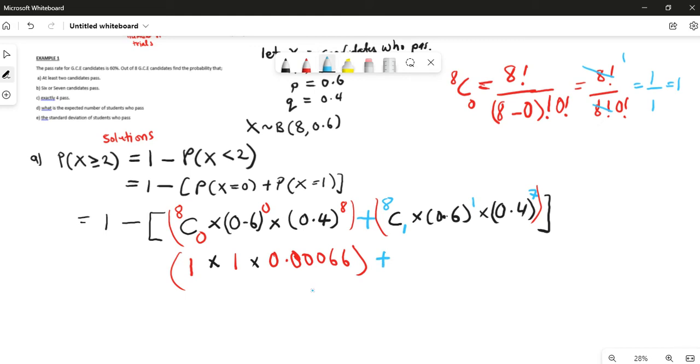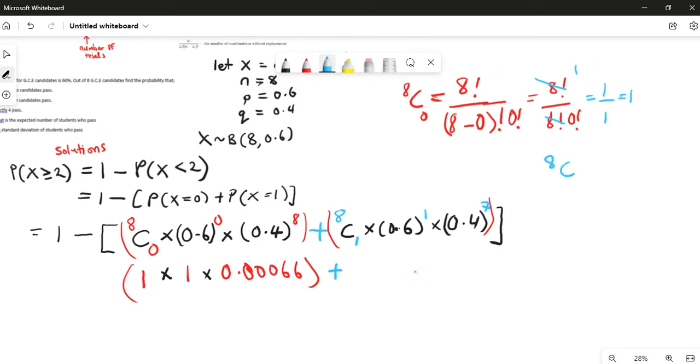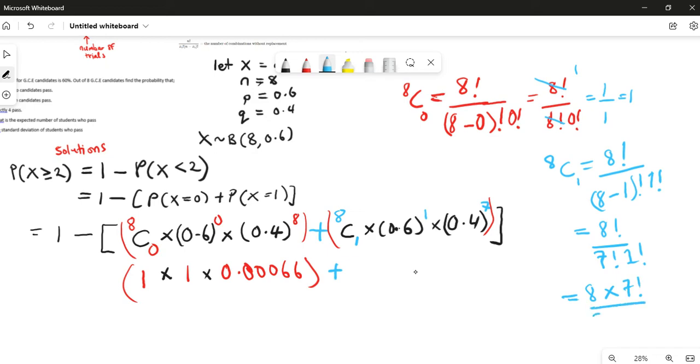Plus, let's solve this combination here, 8C1. So that is 8 factorial over 8 minus 1 factorial, 1 factorial. So 8 minus 1, that is 7. So 8 factorial over 7 factorial, 1 factorial. We can simplify this. Let's get rid of the 7 factorial. So we say 8 times 7 factorial divided by 7 factorial times 1 factorial. The 7 factorials cancel each other out. 1 factorial is 1. 8 divided by 1, that is 8.